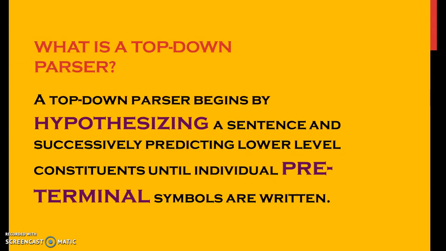What is a top-down parser? A top-down parser begins by hypothesizing a sentence and successively predicting lower level constituents until individual pre-terminal symbols are written.